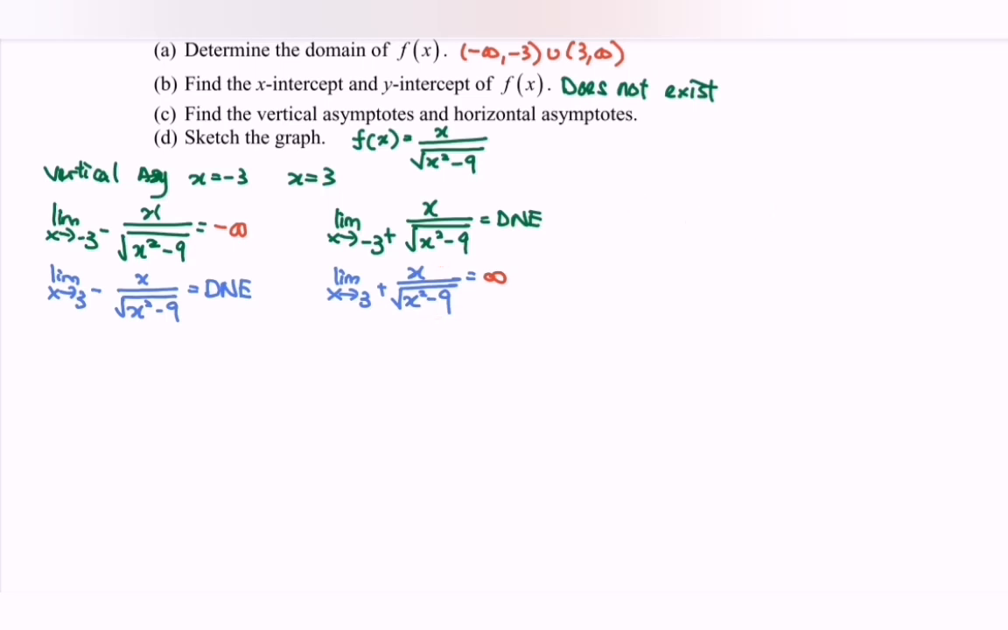Next, we need to determine the horizontal asymptote. Limit when x approaches negative infinity of x over the square root of x squared minus 9. If we substitute, we will have the indeterminate form, infinity over infinity. What we have to do is factor out. So refer to this part.